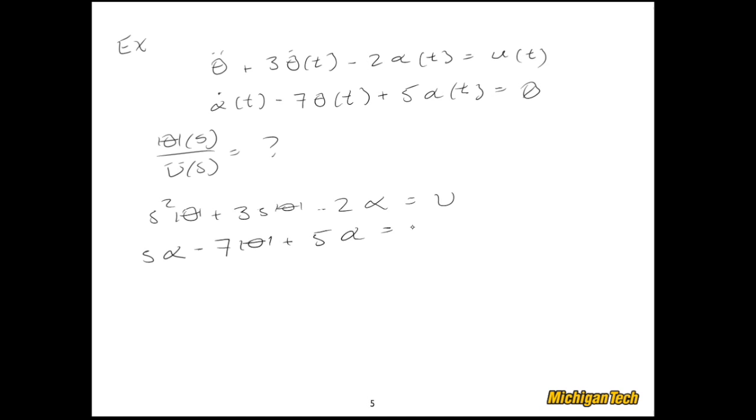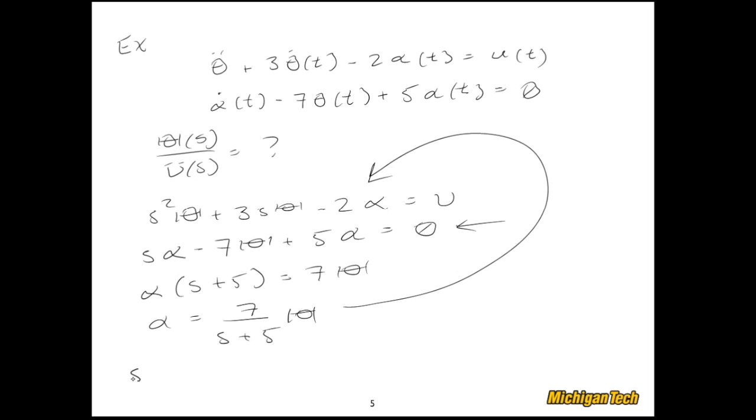And now we have to do a little bit of substitution. We can take this equation and solve for alpha. So alpha, I'll write it as s plus 5 equals 7 theta. Solve for alpha. And then substitute that back into here. And so we get s squared capital Theta, I'm just rewriting that, plus 3s capital Theta minus 14 over s plus 5 capital Theta equals U.